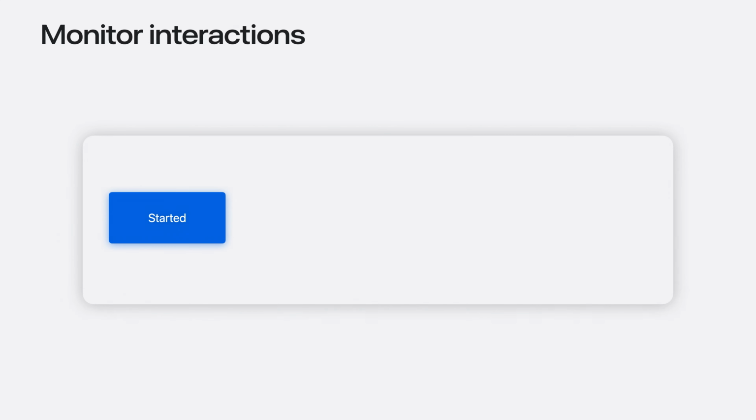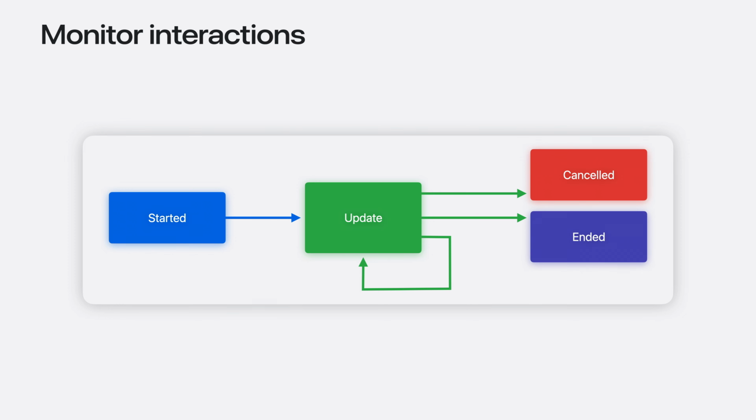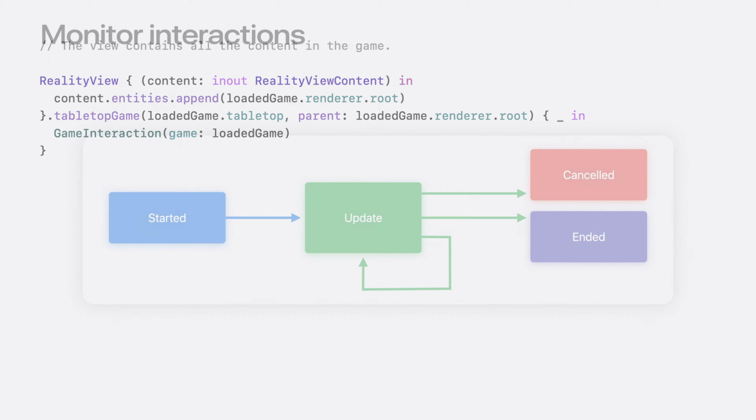A gesture will be in the started phase exactly once as it begins, and then will stay in the update phase as it continues. At any point during the gesture, it can be canceled. For example, if you're dragging with your hand and then you move that hand behind your back. A cancellation is separate from an intentional end, where you let go of the pinch to drop the object.